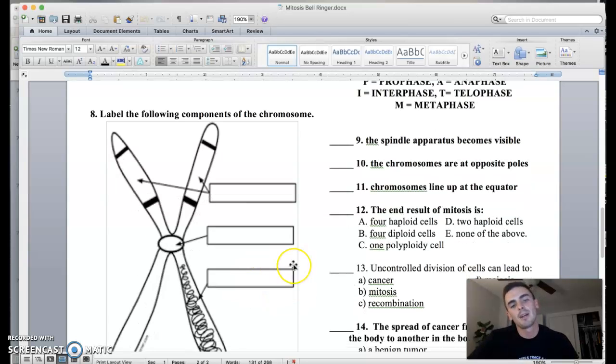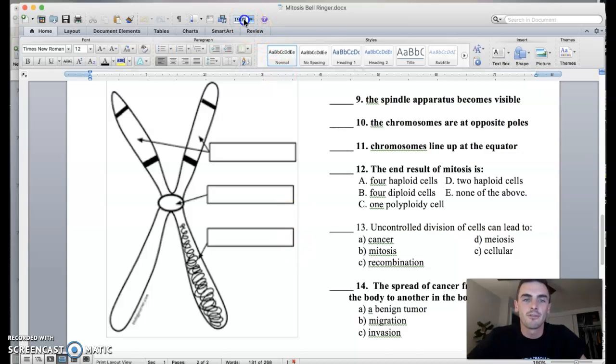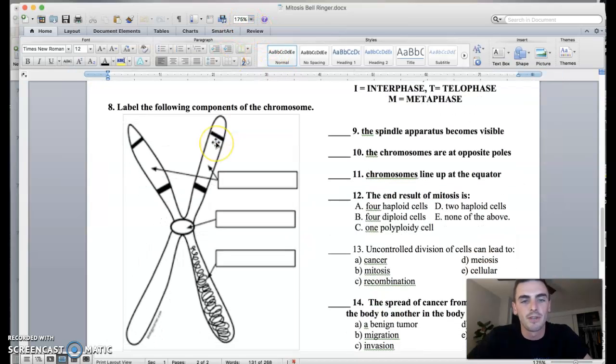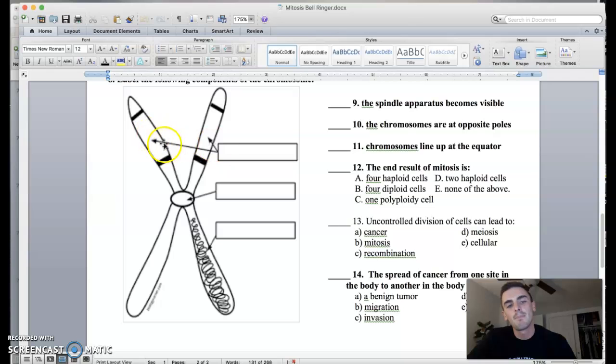On the back side, number 8. This picture should look very familiar. Yesterday we learned about this picture of a chromosome. So the top box is pointing to these two different strands. These are sister chromatids. Sister chromatids. This middle box is pointing to this special protein that's holding those sister chromatids together. We call that middle box a centromere. A centromere because it's in the middle.